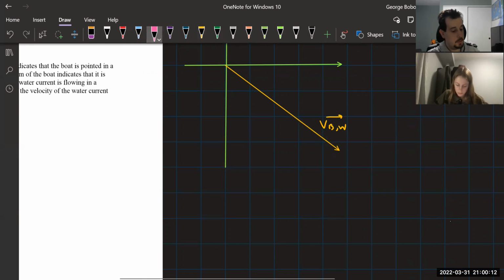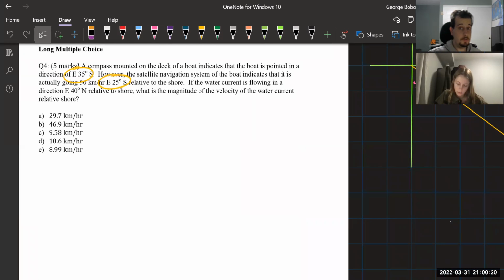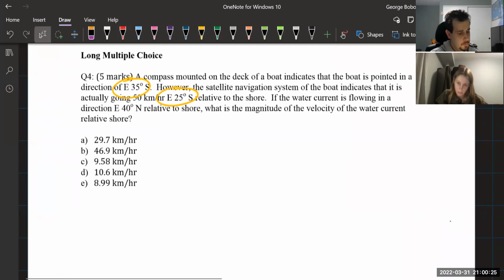VBW is 35 degrees east of south. And then the satellite navigation system says, no, you're going 25 degrees east of south. Isn't that how you read it, Jamie? I forget, east of south, not south of east. Yeah, east of south, I'm pretty sure.